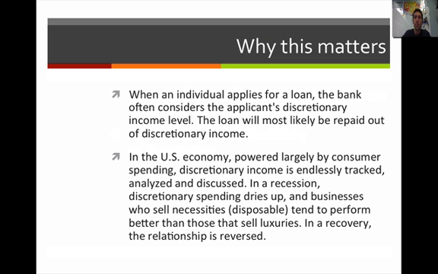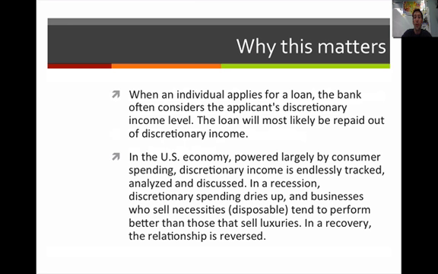Why does this really matter? Well, if you look here, as it says, when an individual applies for a bank loan, the bank often considers the applicant's discretionary income level, so how much fun money you actually have. The loan will most likely be repaid out of discretionary income. So when I go from a $100,000 house to a $200,000 house, what I'm going to see is a steep decrease in my discretionary income. Banks are curious about how much discretionary income I have because most of the time, I don't have the ability to not pay for the necessities in life that I'm currently paying for with my disposable income.